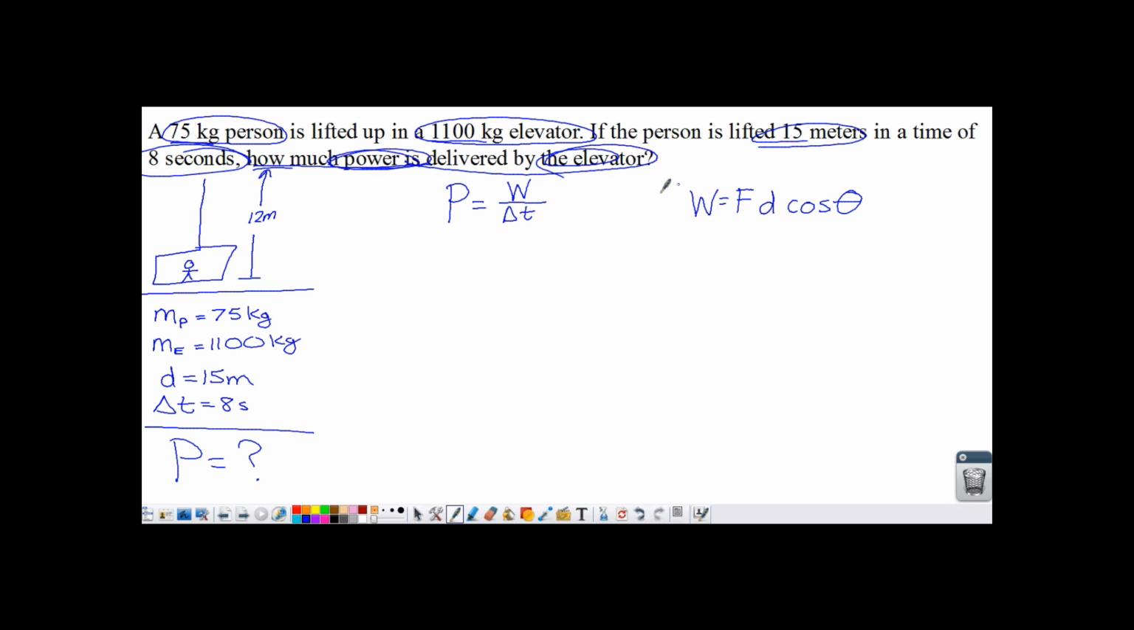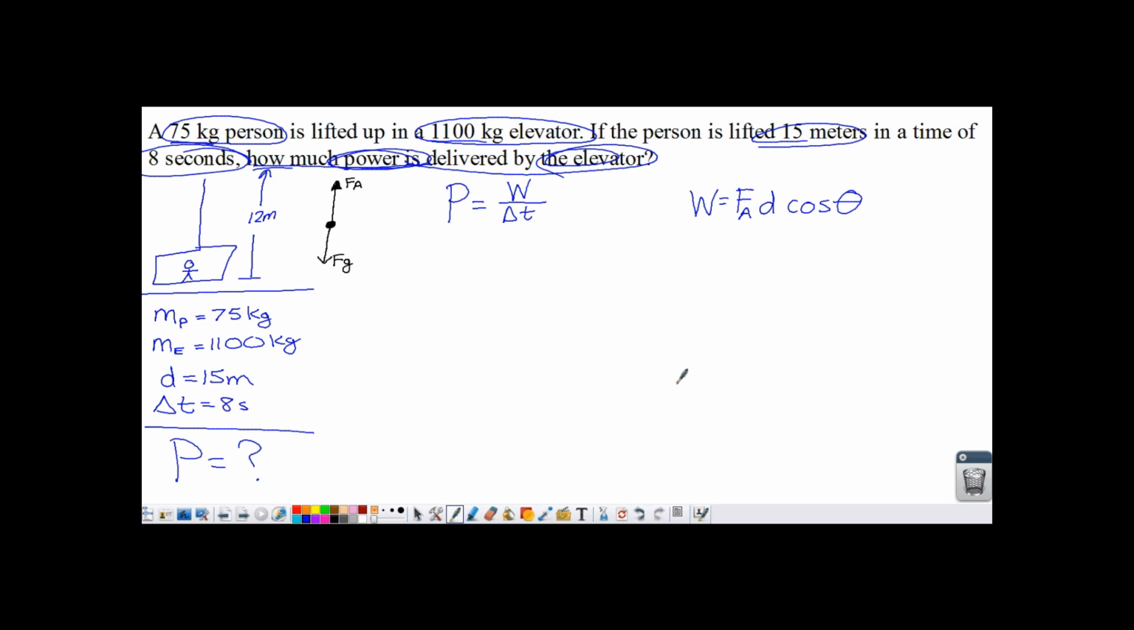Now, this equation leads me to realize that I also need a free body diagram because it's got a force in it. I need to know what force I'm talking about. In order to do that, I need to draw myself a free body diagram. So here's the elevator and the person. Forces acting on them. One, the gravitational force acting straight down towards Earth's surface. And two, an applied force that is pulling them up. Okay, so I've got a couple forces there. I want to know how much power is delivered by the elevator. So I'm talking about the force that's delivered by the elevator, which is going to be this applied force. So I'm going to use a little subscript A to denote that.